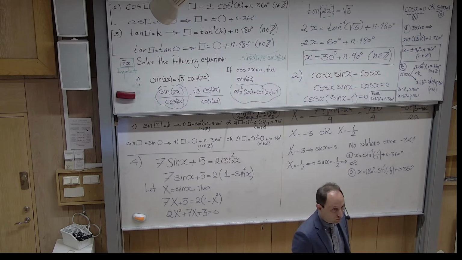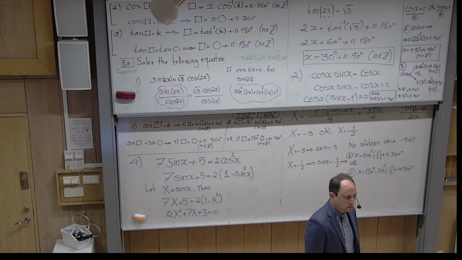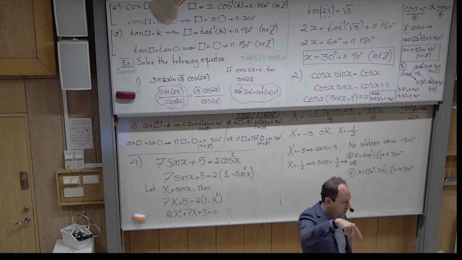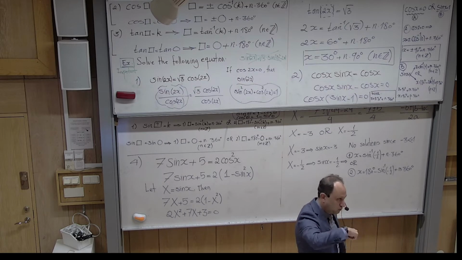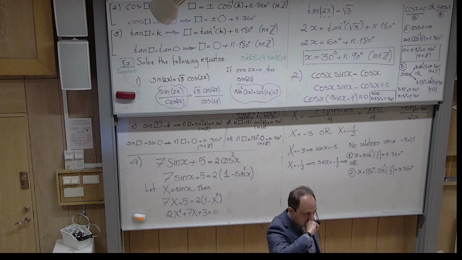150? No. Because by the way, 150 is in which quadrant? In the second. And sine is related to the y coordinate. In the second quadrant, the y coordinate is still positive. So there's no way that you get minus a half. So where is it?